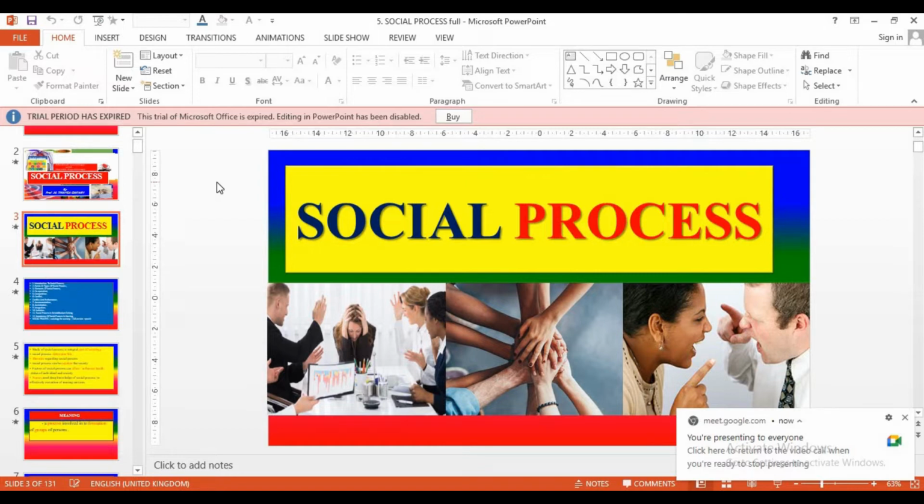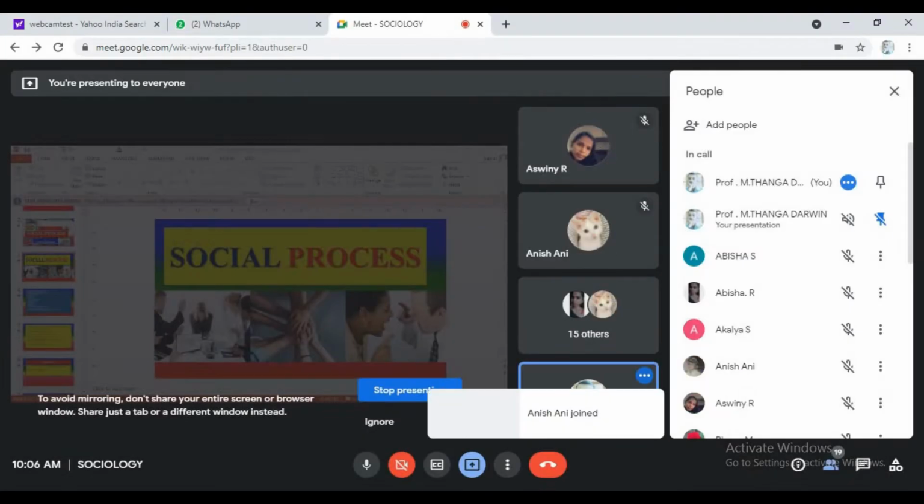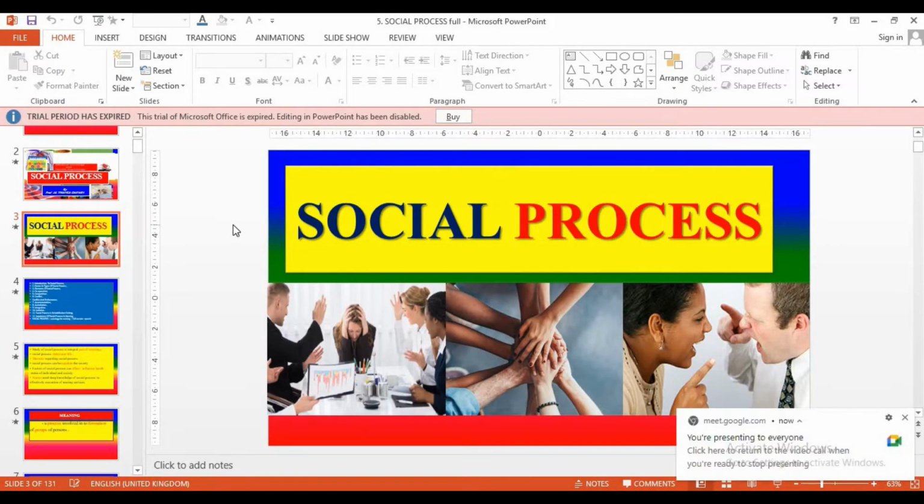What do you mean by social process? We can see the pictures. Can you see the pictures? Conflict between them. Look at this, this is conflict. This is cooperation, etc.